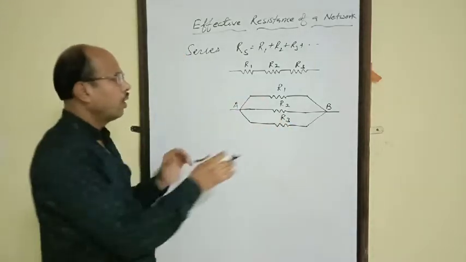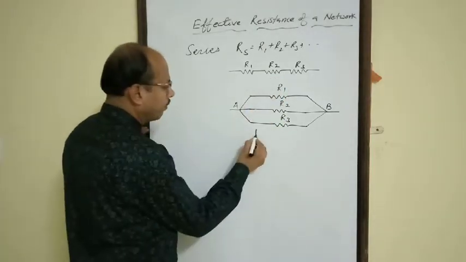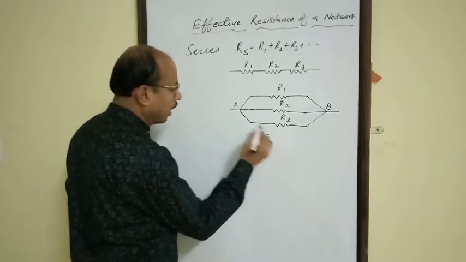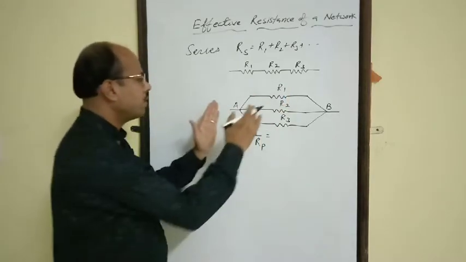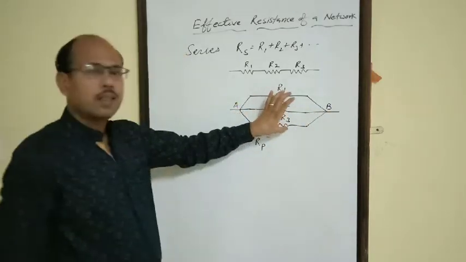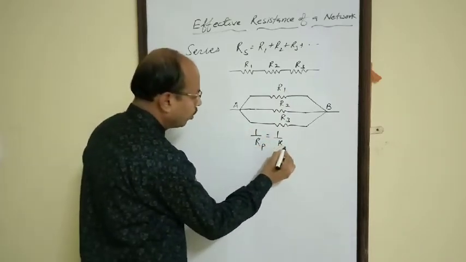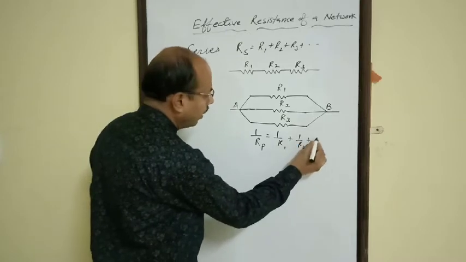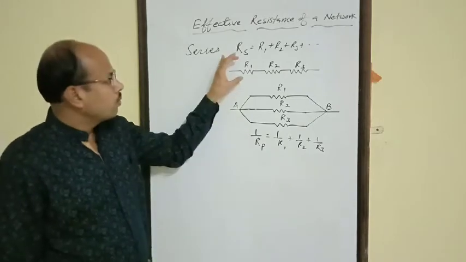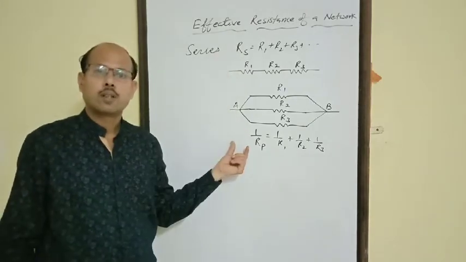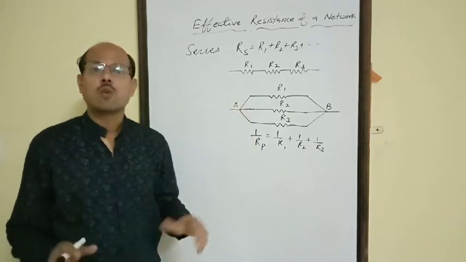In our previous video, we discussed how we can find the effective resistance of these three resistors, and the final answer comes to be 1 upon Rp, where Rp is the effective resistance between A and B of these three resistors. So how can we calculate this? 1 upon Rp equals 1 upon R1 plus 1 upon R2 plus 1 upon R3. These are the two key formulas we are going to use in this video lesson. By the use of these two relations, we will find the effective resistance of complex networks.